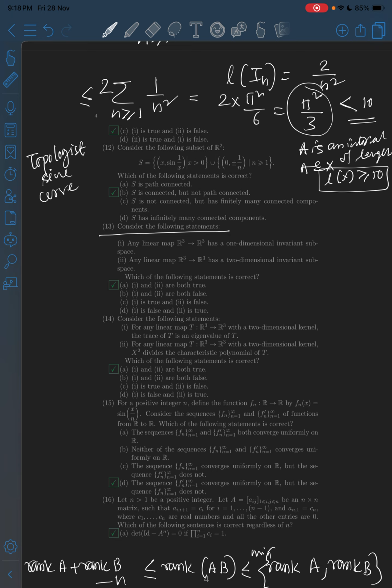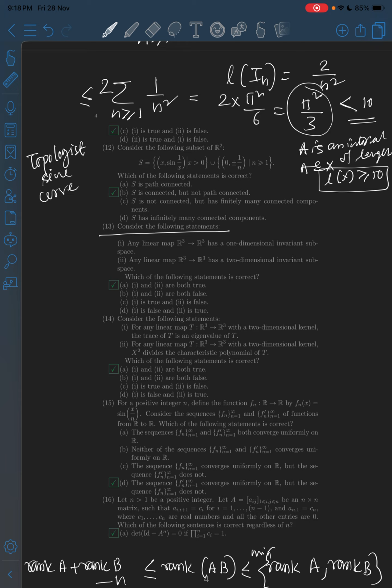Now if you have a linear map from R3 to R3, the characteristic polynomial is a degree 3 polynomial over the real numbers, and we know that any odd degree polynomial must have a real root, right? That means this linear map must have an eigenvalue. Then you can choose the eigenvector, take its span, and it will be a one-dimensional invariant subspace. So this is fine.